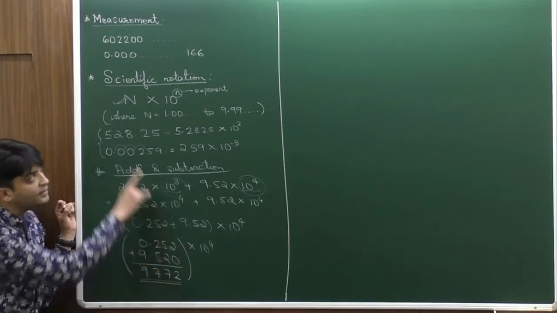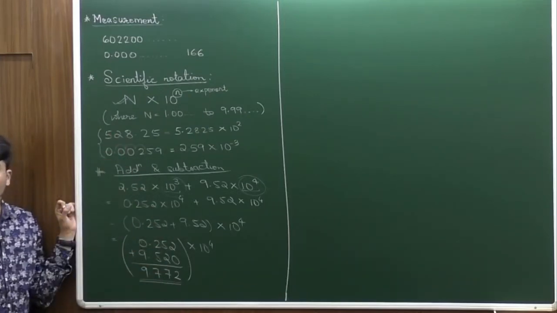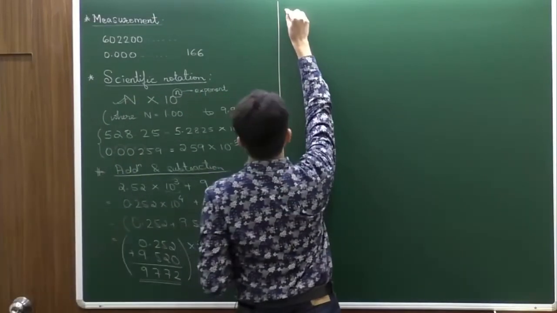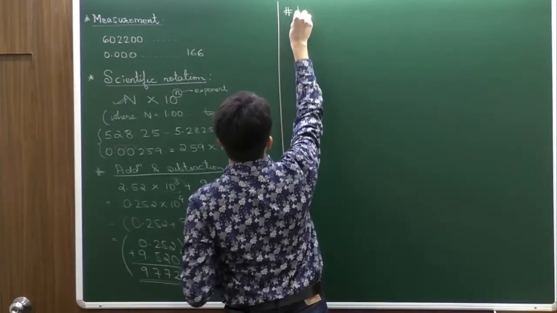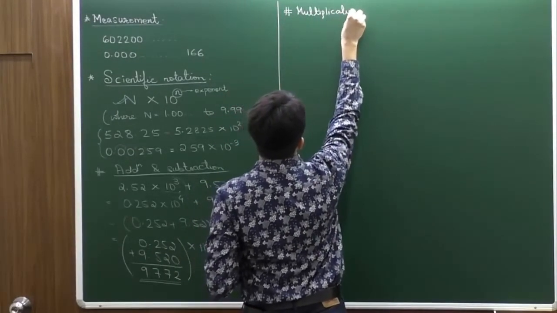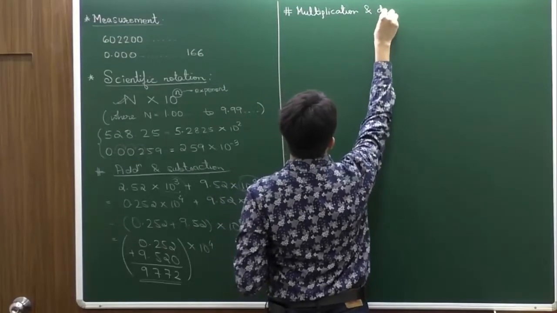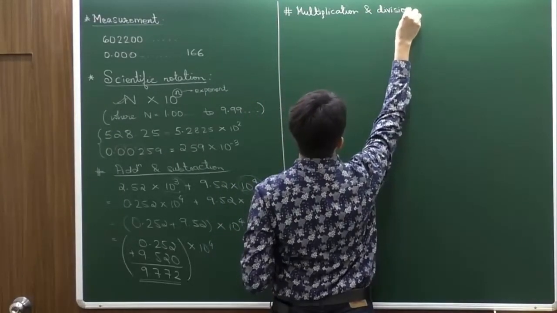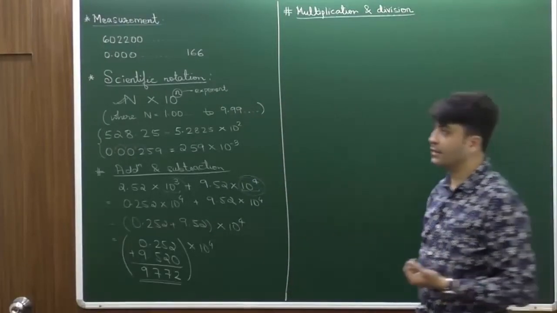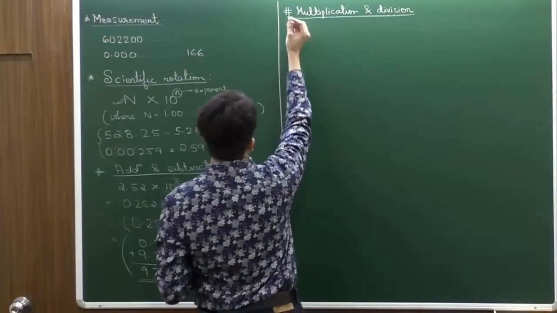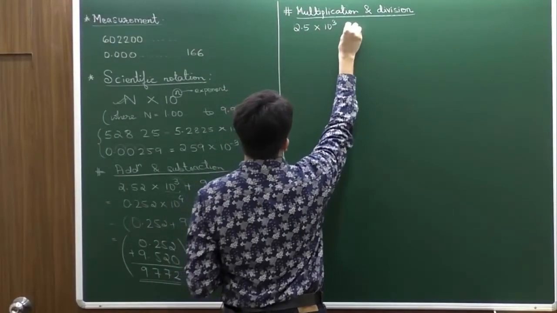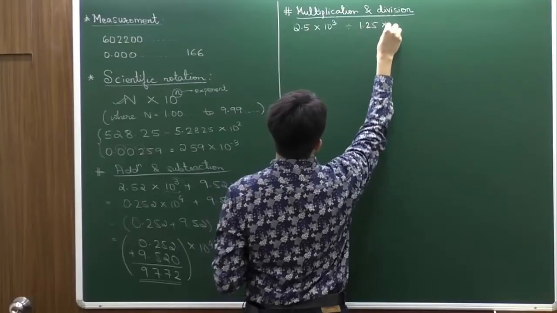You will see the range here from 1.00 to 9.99. Clear? Similarly, if I talk about the multiplication and division, so here the rules are same as the rules of exponential forms. Exponents को जैसे multiply divide करते हैं वैसे ही करना है. For example, let's say I have the number as 2.5 into 10 raised to 3 divided by 1.25 into 10 raised to 9.